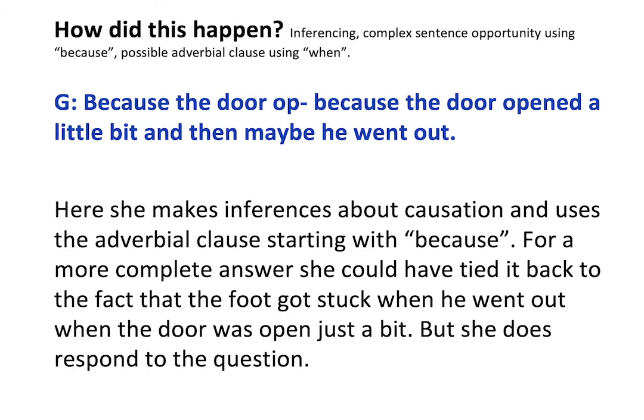How did this happen? So she does give us more. She gives us a nice adverbial clause. The independent clause is inferred: this happened because the door opened a little bit and maybe he went out. So that's nice. She pulls in the context. She didn't tie it back to the fact that the foot got stuck when he went out the door, but she definitely does respond to the question.